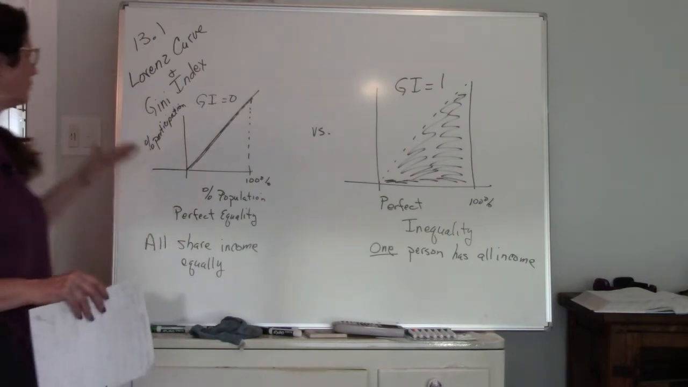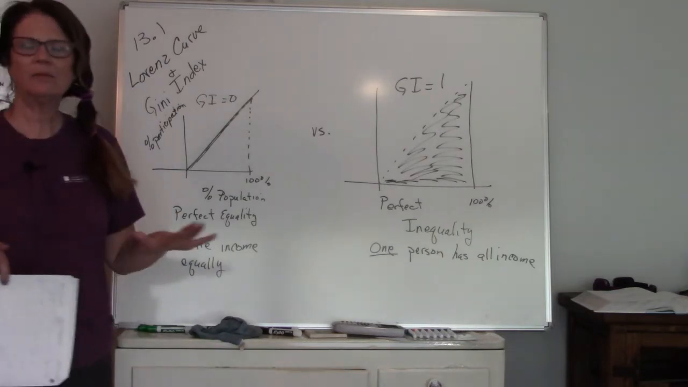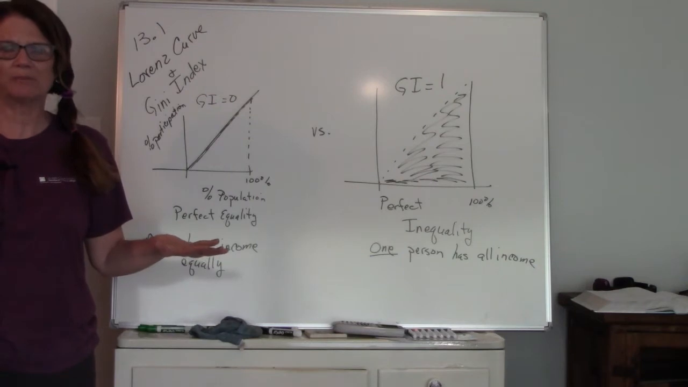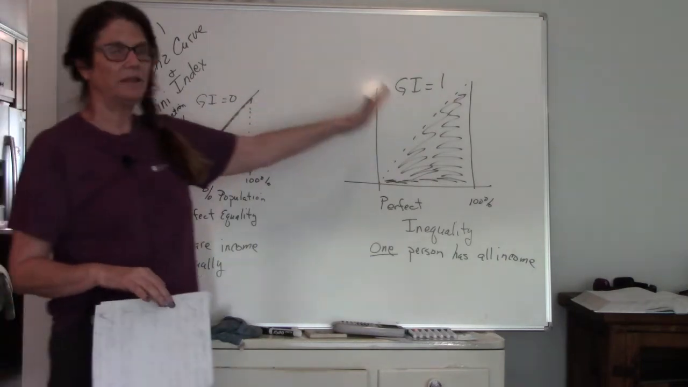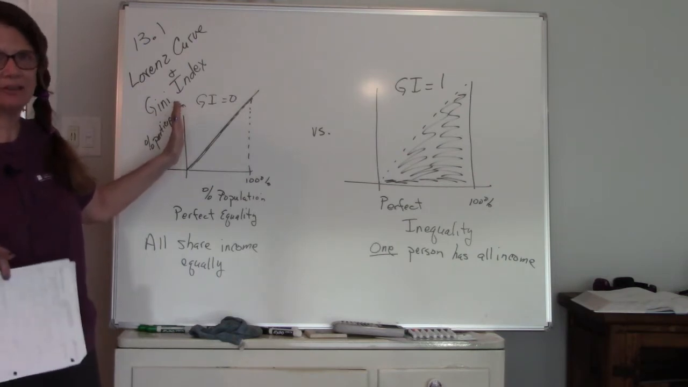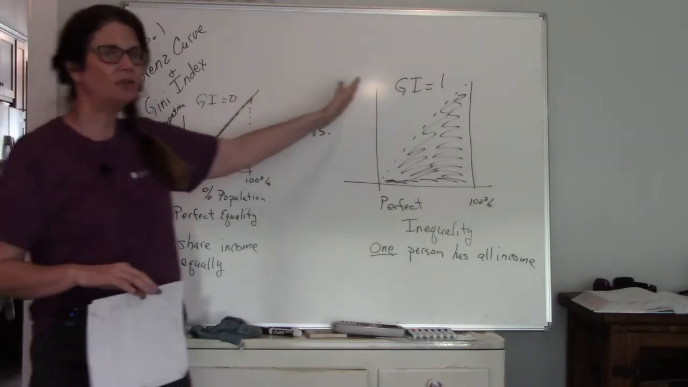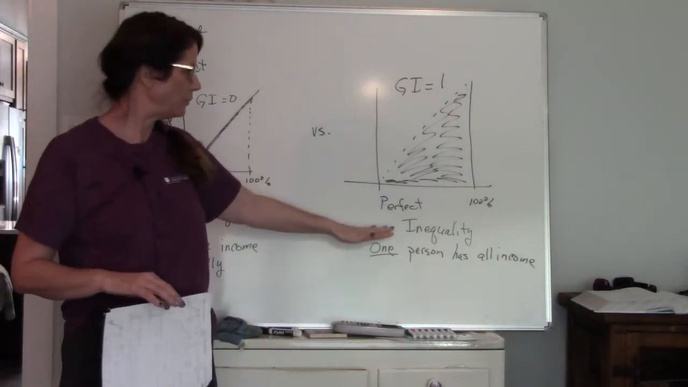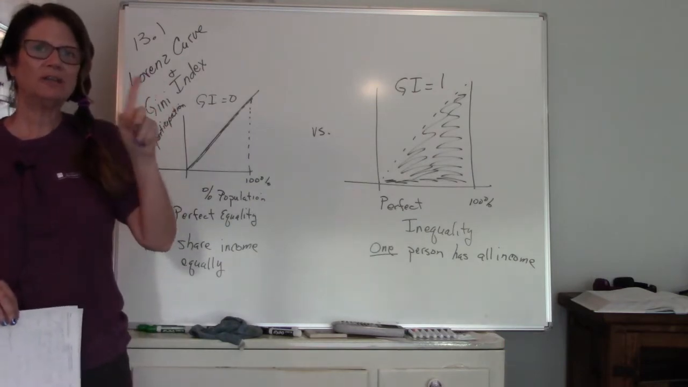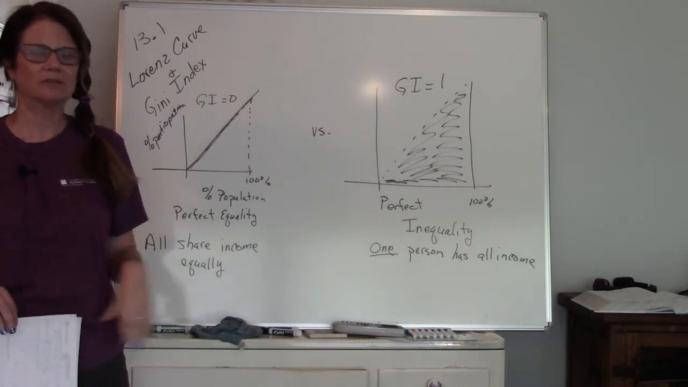Okay, so perfect equality means that all the income is shared equally across the families. And remember, with the Gini index, your answers will always be between 0 and 1. So if you get close to 1, what that means is perfect inequality. Think of it this way: if your Gini index is 1, that means one person has all the income, everybody else is poor.